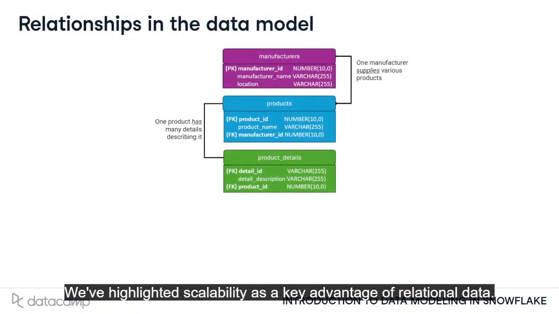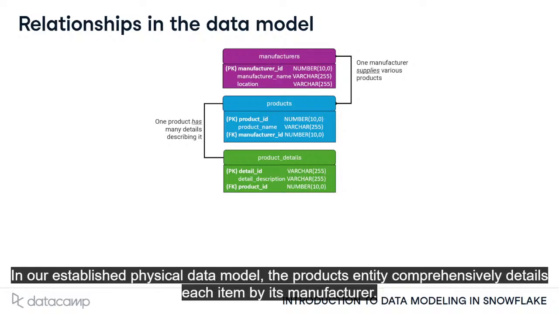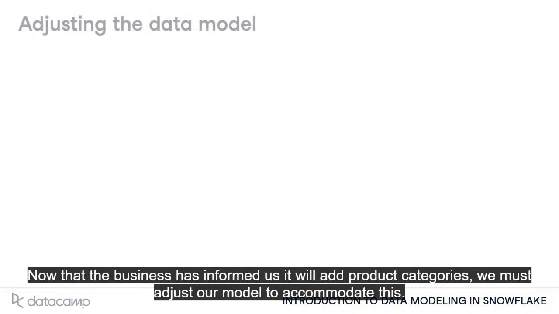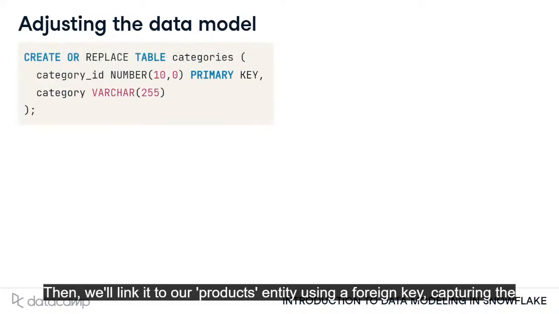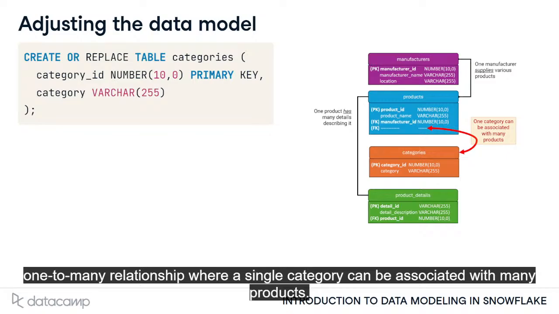We've highlighted scalability as a key advantage of relational data. Let's manage the entry of new data into our model. In our established physical data model, the products entity comprehensively details each item by its manufacturer. Now that the business has informed us it will add product categories, we must adjust our model to accommodate this. Our next step is to first establish a new categories entity with a unique primary key. Then, we'll link to our products entity using a foreign key, capturing the one-to-many relationship where a single category can be associated with many products.